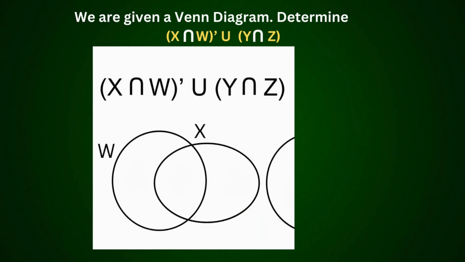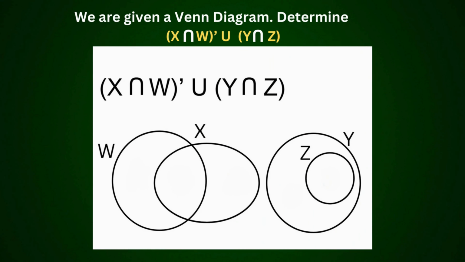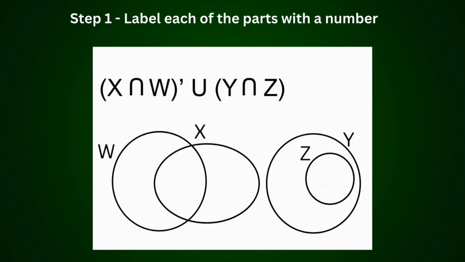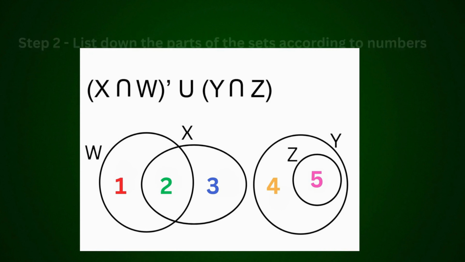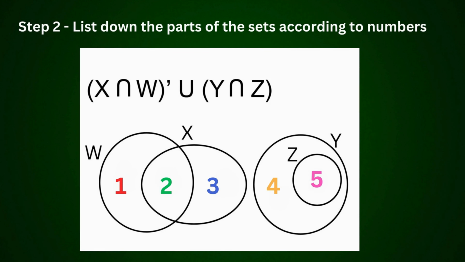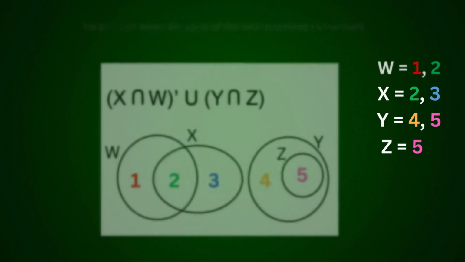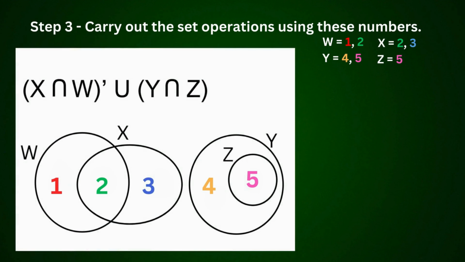We are given a Venn diagram. Determine X intersecting W complement union Y intersecting Z. Step 1. Label each of the parts with a number. Step 2. List down the parts of the sets according to the numbers. Step 3. Carry out the set operations using these numbers.